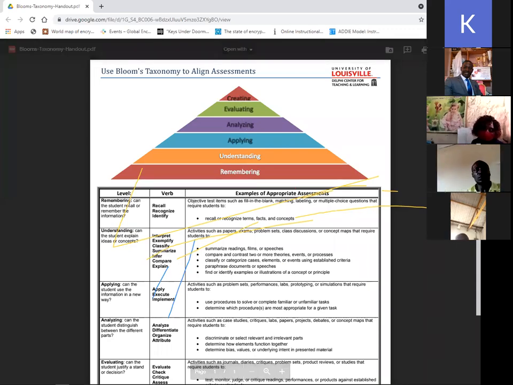So for example, in the remembering level, you want to attest, can the students recall or remember the information? So the verb here is recall, recognize, and identify. So examples of appropriate assessments in this would be objective test items such as fill in the blank, matching the letters, label or multiple choice questions that require students to recall or recognize terms, facts, and concepts.